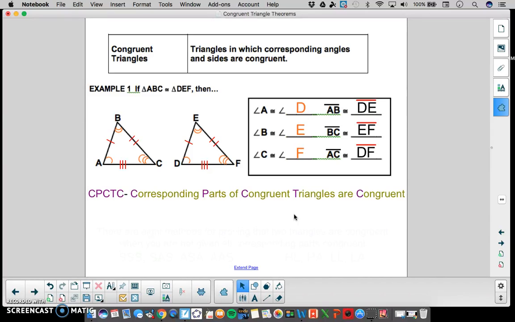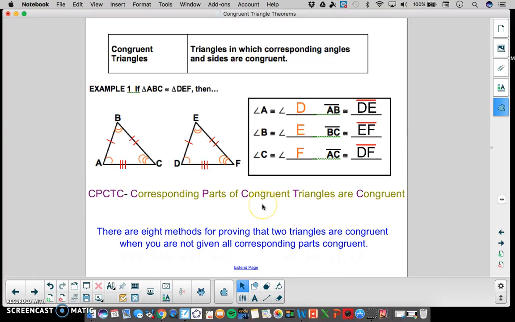Now, what if we weren't given that the triangles were congruent? What if we weren't given all of the parts in order to prove that they were congruent? There are actually 8 methods for proving that two triangles are congruent when you're not given all of those corresponding parts. They are side-angle-side, side-side-side, angle-side-angle, and angle-angle-side. We also have 4 for right triangles: HL, hypotenuse-leg, HA, hypotenuse-angle, leg-leg, and leg-angle.